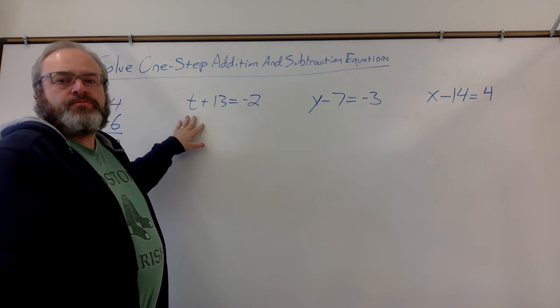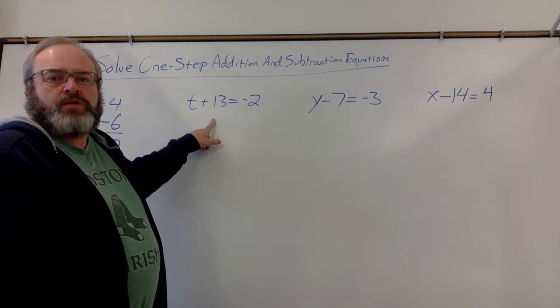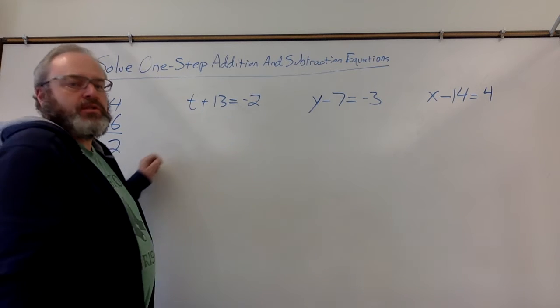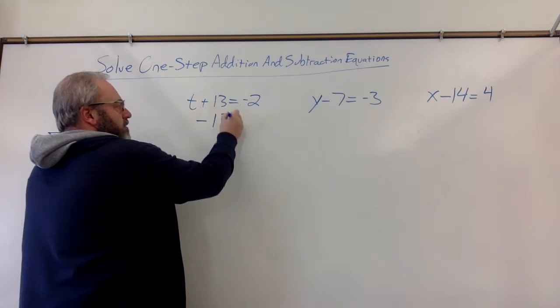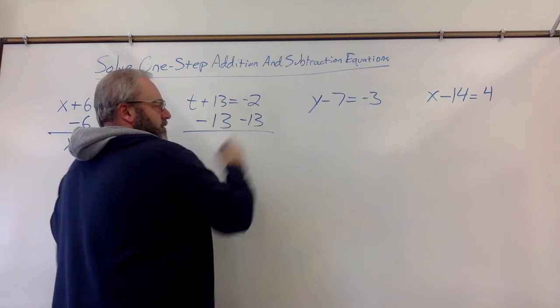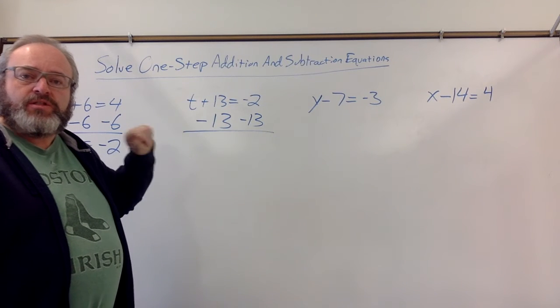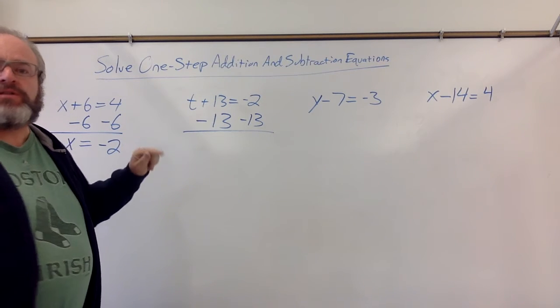Our next problem, t plus 13 equals negative 2. So we need to do the opposite of adding 13. So I'm going to subtract 13, but I need to do that to both sides of the equation. The 13's cancel out because one's adding, one's subtracting. That leaves t.